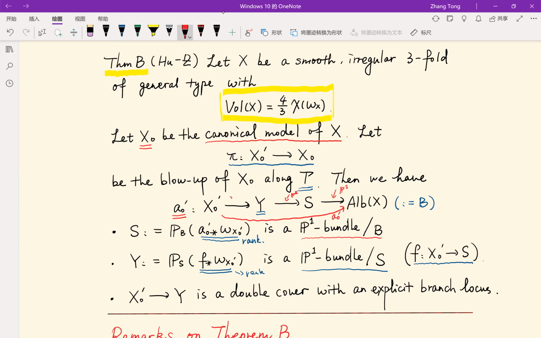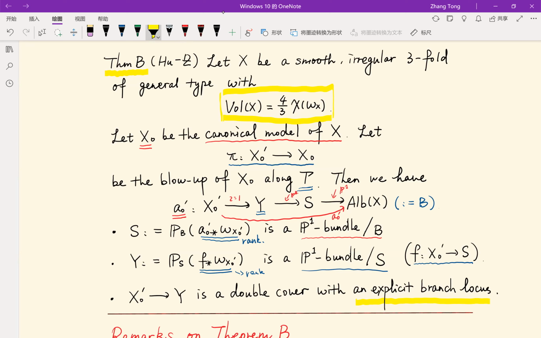And finally, this one, we can prove that this is a double cover. So X naught prime to Y is a double cover. And we, in fact, calculate the branch locus and where this double cover is ramified. So we do have an explicit branch locus, but the formula is too long to write down here. So I just ignore that part. And if you are interested in this part, you can read the paper.